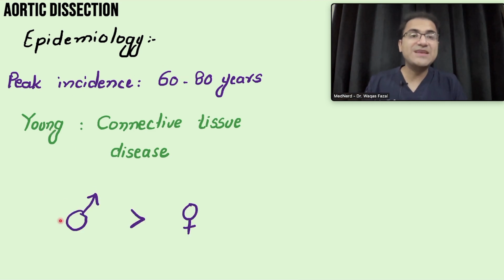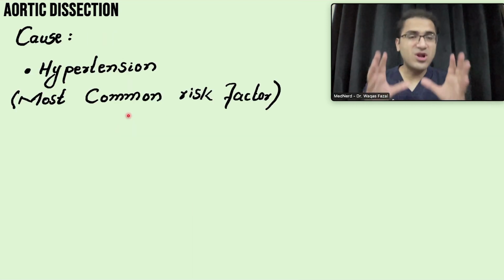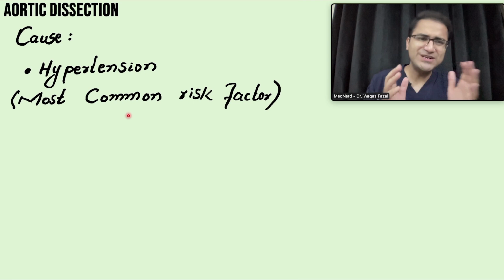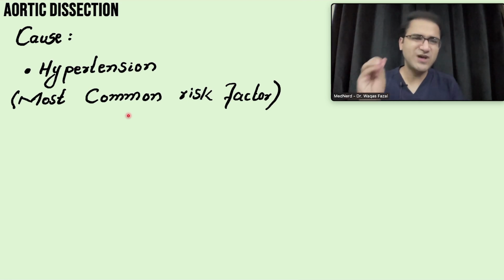It is more common in males as compared to females. Most important risk factor, most common cause of aortic dissection is hypertension. Whenever you get a patient who is 60 to 80 years of age and is having aortic dissection, always choose hypertension as a cause, because hypertension is the most important cause of aortic dissection.